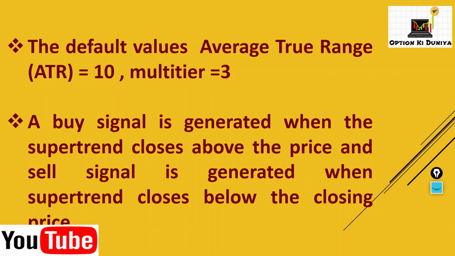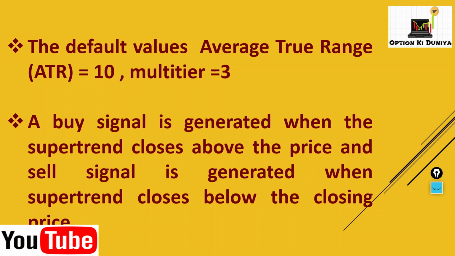Now, let me tell you how you calculate Supertrend. It's not so important because nowadays a ready-made Supertrend chart is available on intrading.com or any other terminals provided by the brokerage houses. The default values for the average true range, which is used to calculate Supertrend, is 10 and the multiplier is 3.